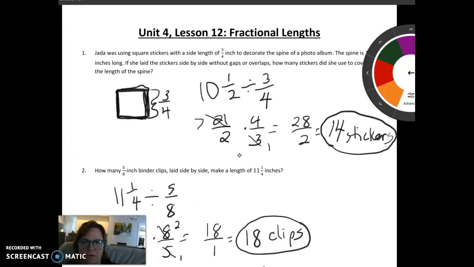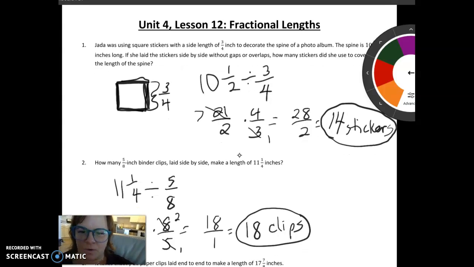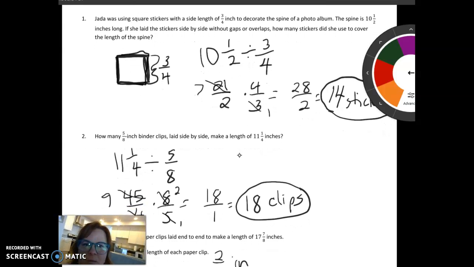I'm going to go over lesson 12. This has to do with fractional lengths. So instead of using whole numbers for our division, we're using fractional numbers so that we can practice our fraction division. Make sure that you are ready with your correcting pens, and here we go.